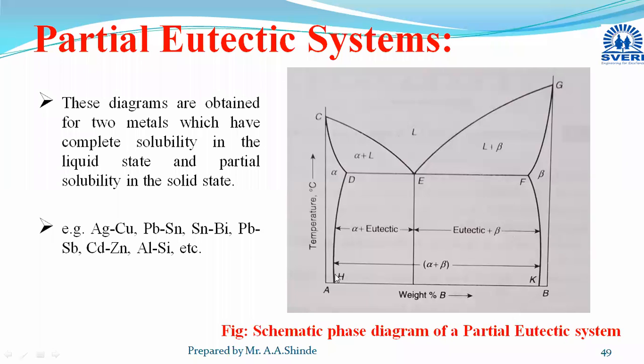Now I will explain the different curves involved in this phase diagram, the partial eutectic system. This diagram is the partial eutectic system for element A and element B. At this point A, 100% element A is present, and at this point, 100% element B is present. When you move from point A to B, the composition of A decreases and the amount of B increases. I have marked the weight percentage of B here.